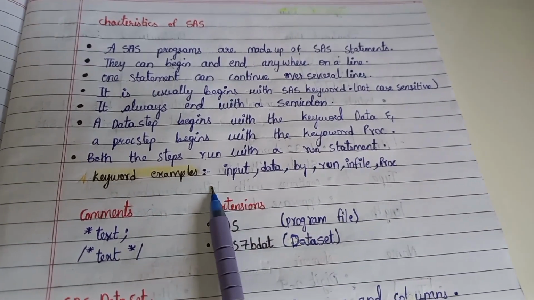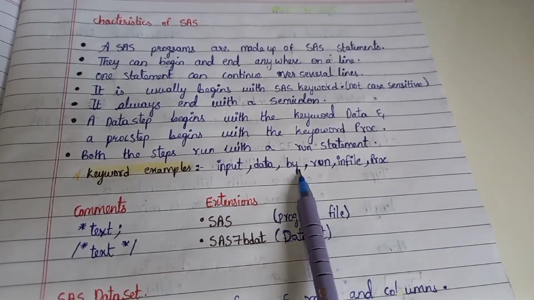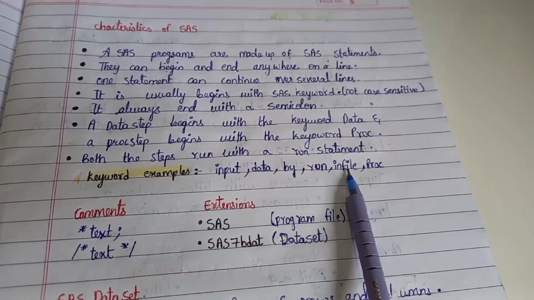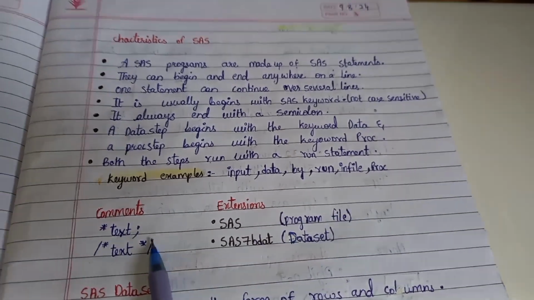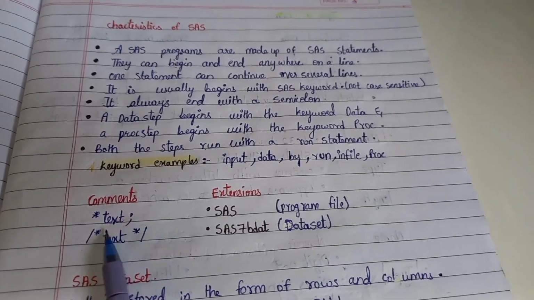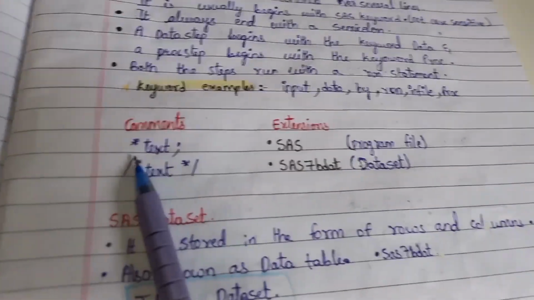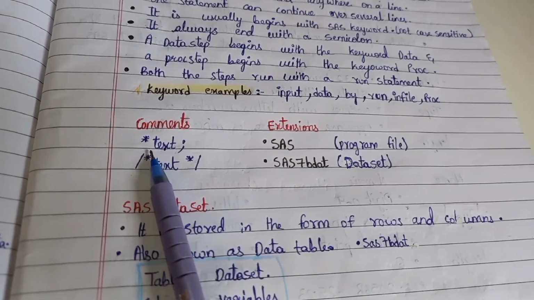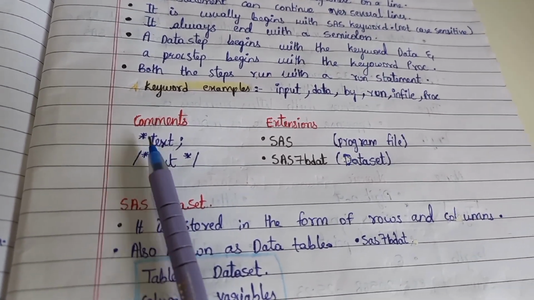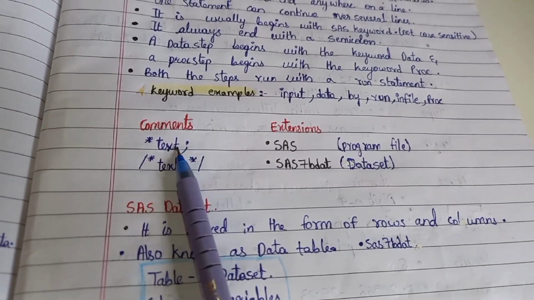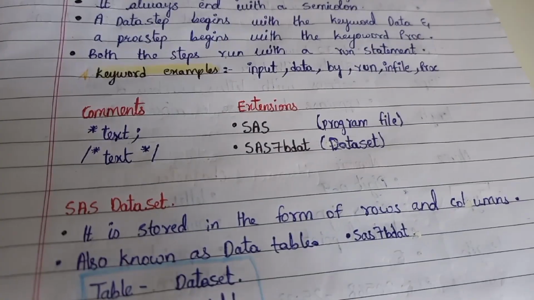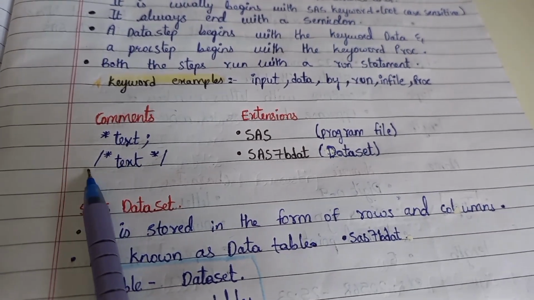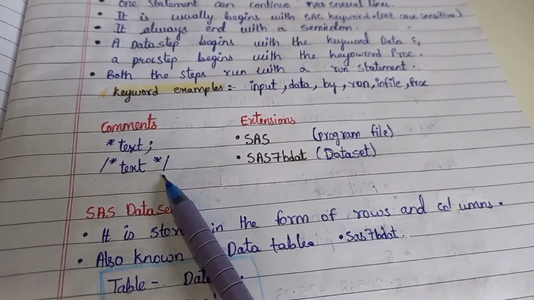Okay. The keyword examples are what? Input, data, by. In the coming sessions, we can learn about this also. Run, infile, proc. Okay. And for comments in SAS, we can write like this if you want to comment in the program. You can use this star, whatever text you want to write, and then a semicolon. Otherwise, in another way also you can do it. This is another way.